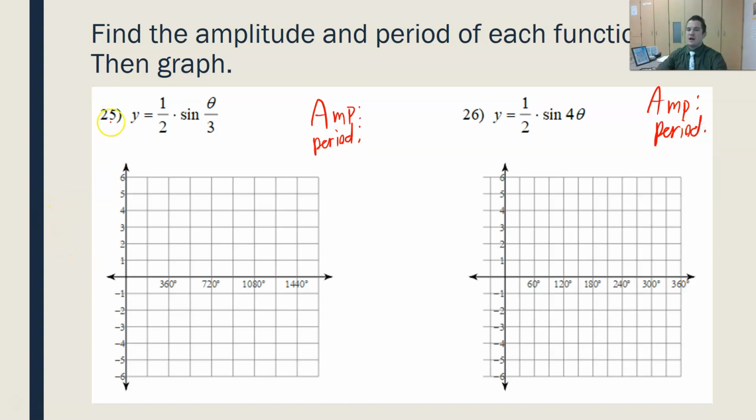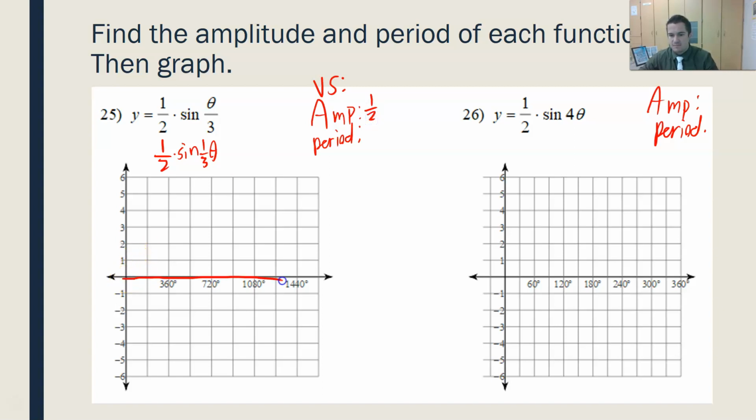So this one says y equals 1/2 times sine of theta over 3. Or in other words, 1/2 times sine of 1/3 theta. Okay, there's not a midline shift, so that's why I didn't write it here. There's no vertical shift because there's nothing being added on the end here. Do I have a change in amplitude? Yes, my new amplitude is 1/2.